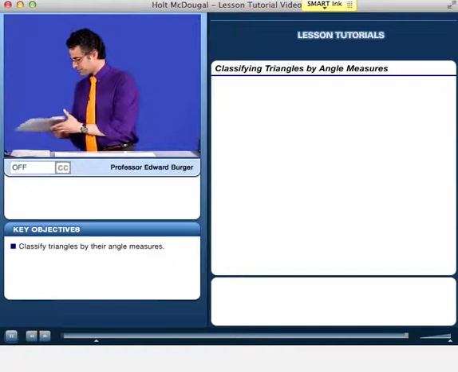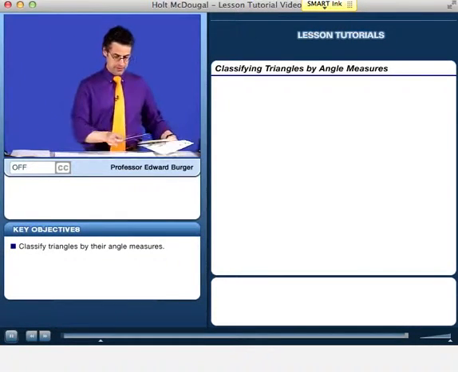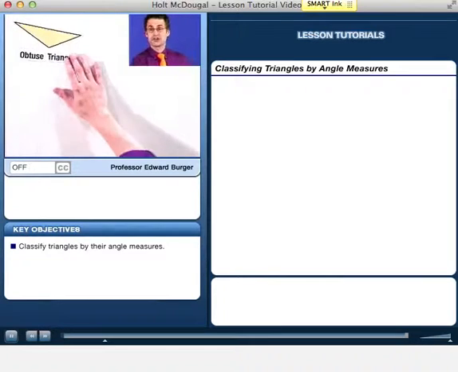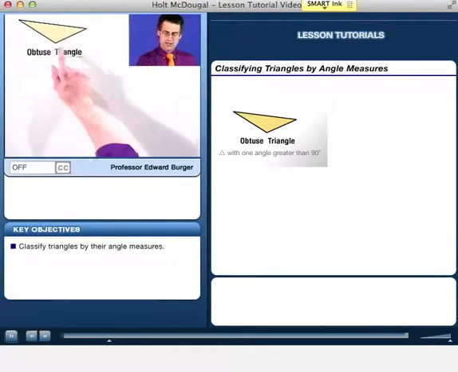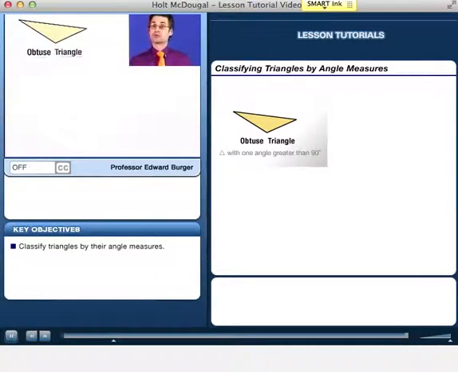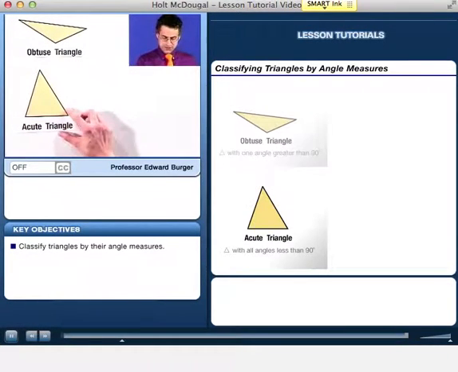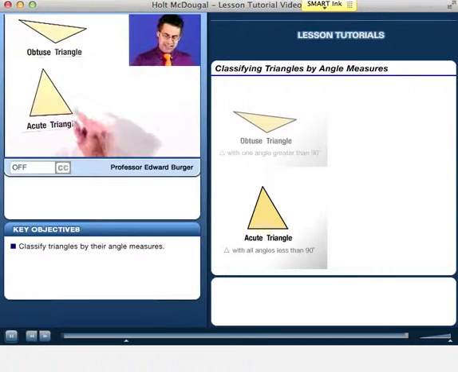So, the first type is the obtuse triangle. These are kind of the big ones where you have an angle that actually is going to be greater than 90 degrees. When you've got that, that's an obtuse triangle. An acute triangle, oh, it's so acute! That's when all the angles are small, meaning that they're all less than 90 degrees.